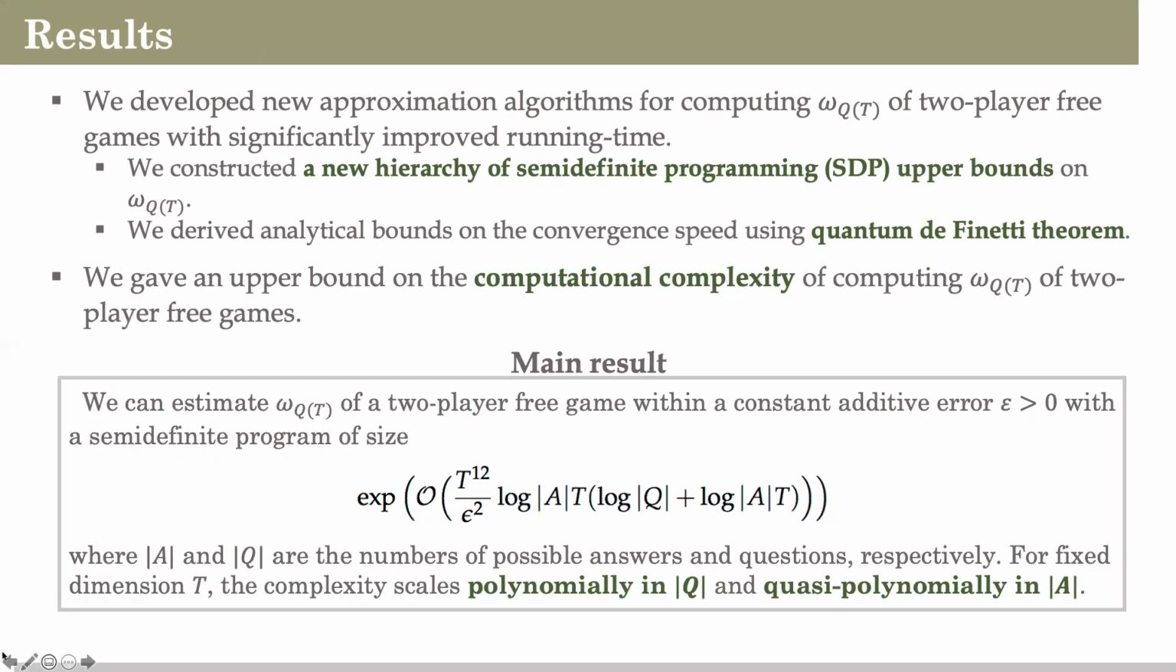We can estimate omega qt of a two-player free game within a constant additive error epsilon with a semi-definite program of this size, where A and Q are the numbers of possible answers and questions respectively. For fixed dimension T, this scales polynomially in Q and quasi-polynomially in A, which means it is an exponential improvement on the previously known algorithms. For the rest of the talk, I would like to explain each point of this result in more detail.